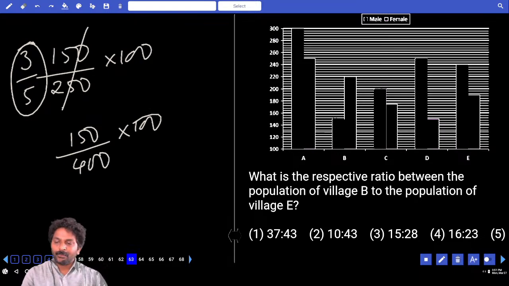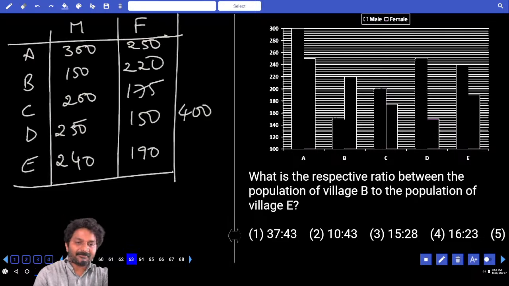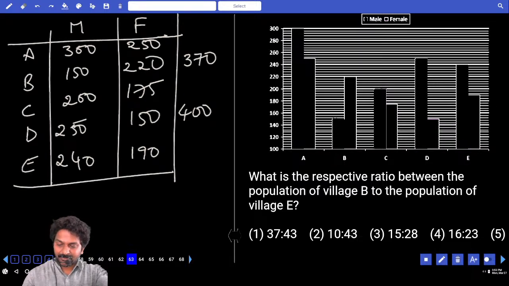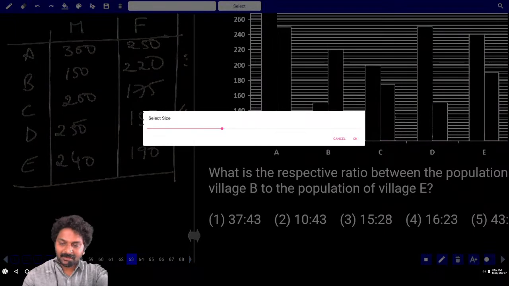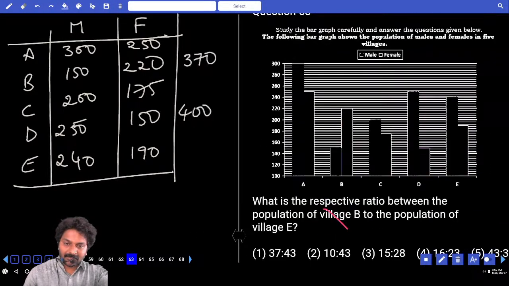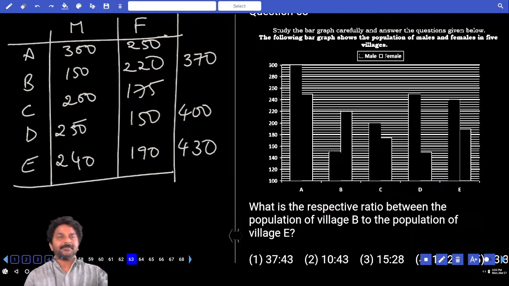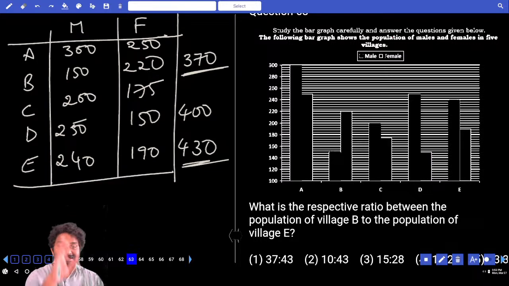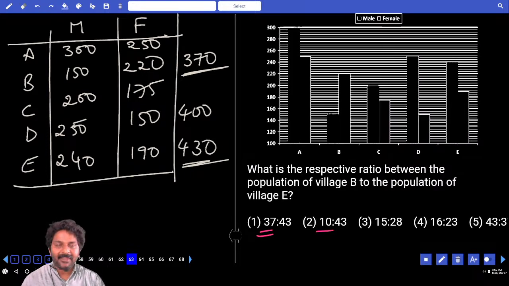What is the respective ratio between the population of village B to the population of village E? Village B population 370. What is the fifth option starting with? 43. I don't want to calculate the second one. I got my answer. Oh, second option is possible. In village E, 430. 370, 430. The zeros can be cancelled. 37, 43, final answer. See, earlier what I tried was, your first number must be a factor of 370. Is 37 a factor? Is 10 a factor?